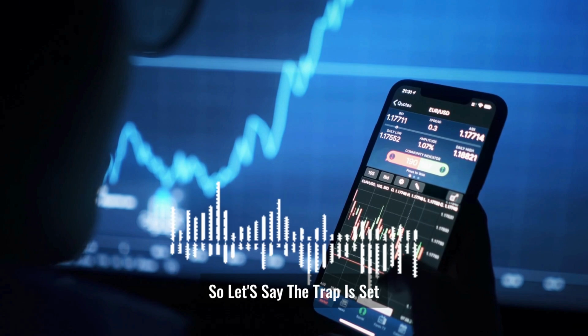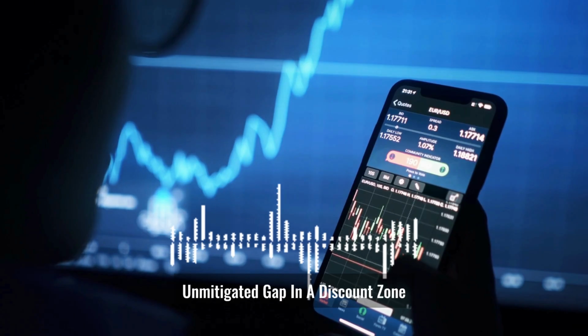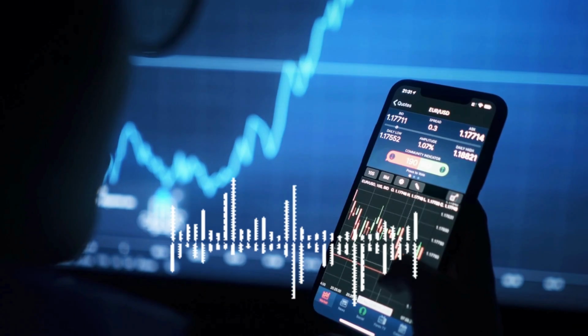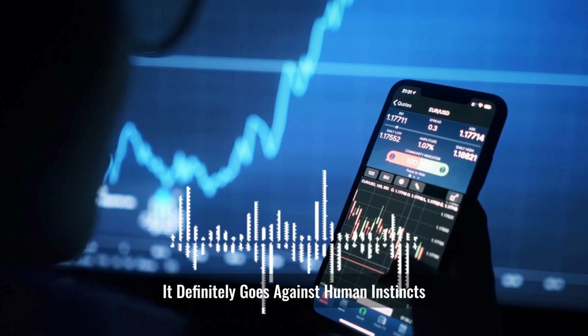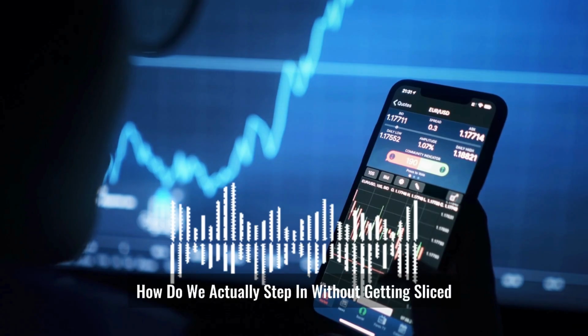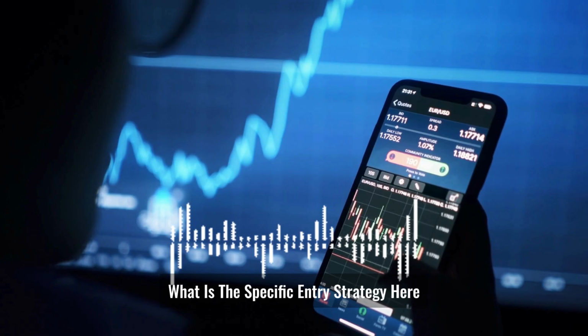All right, so let's say the trap is set. The price is falling back into our fresh, unmitigated gap in a discount zone. But catching a falling knife is terrifying. It definitely goes against human instincts. Exactly. How do we actually step in without getting sliced? What is the specific entry strategy here?